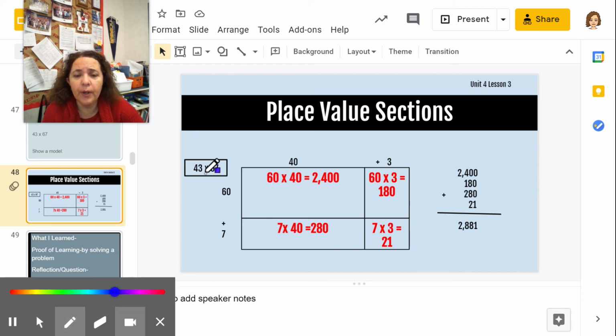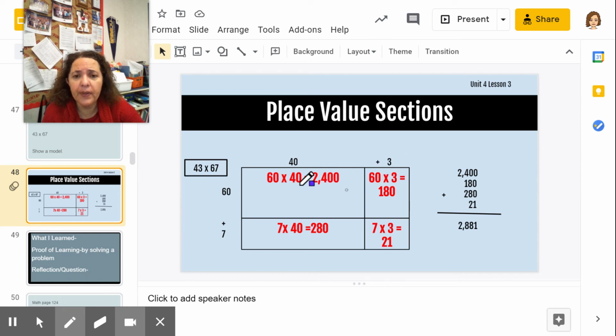Okay, so my 43 broke apart into 40 and a 3. And then my 67 broke apart into a 60 and a 7. So I did 60 times 40. 6 times 4 is 24. And I had 2 zeros. Got to bring my 2 zeros in. And then I did 60 times 3. 6 times 3 is 18 plus a 0 from my 60. Makes it 180.